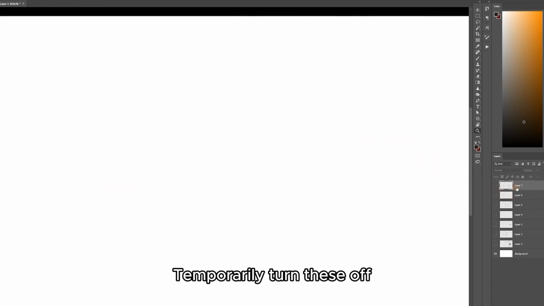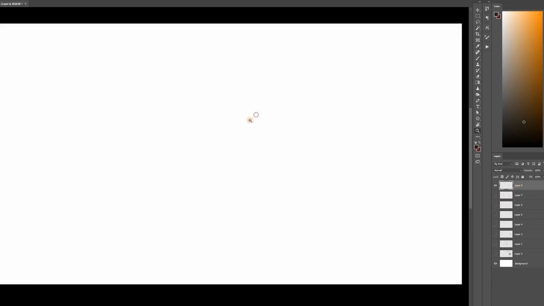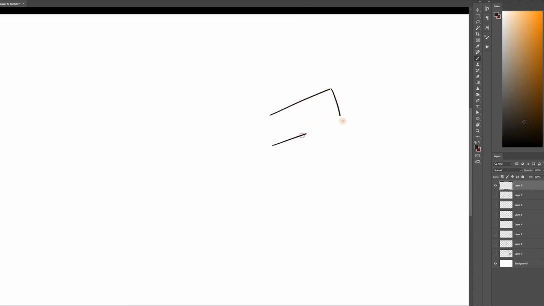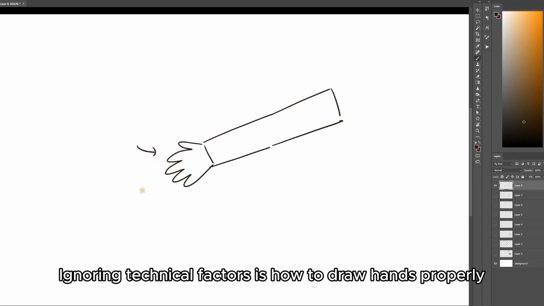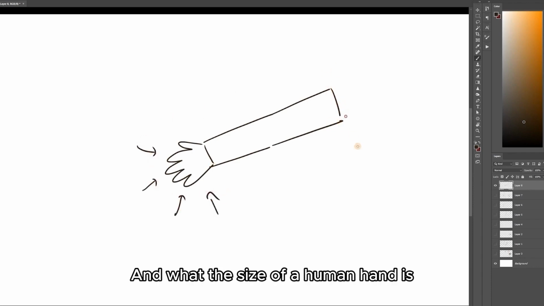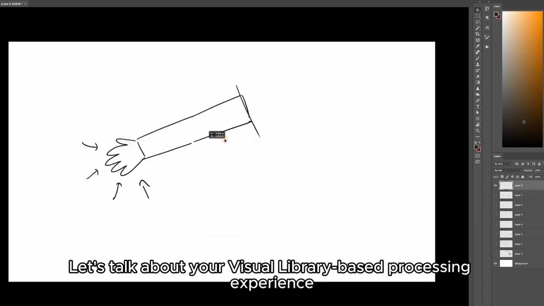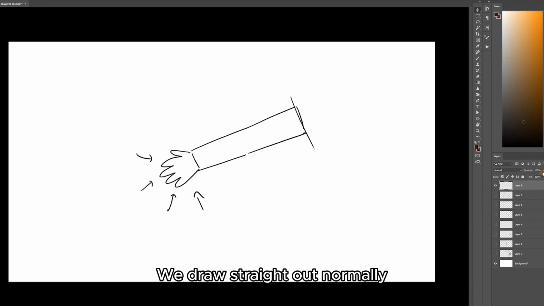Temporarily turn these off. Create a new layer. Normally we would draw an arm like this. Hands like this. Ignoring technical factors, how to draw hands properly and what the size of a human hand is. Let's talk about your visual library-based processing experience. We draw it straight out normally.